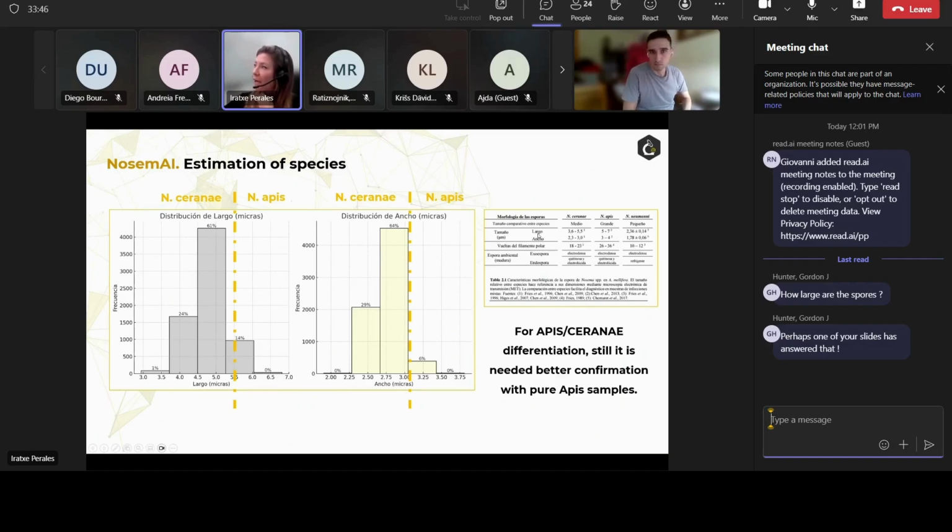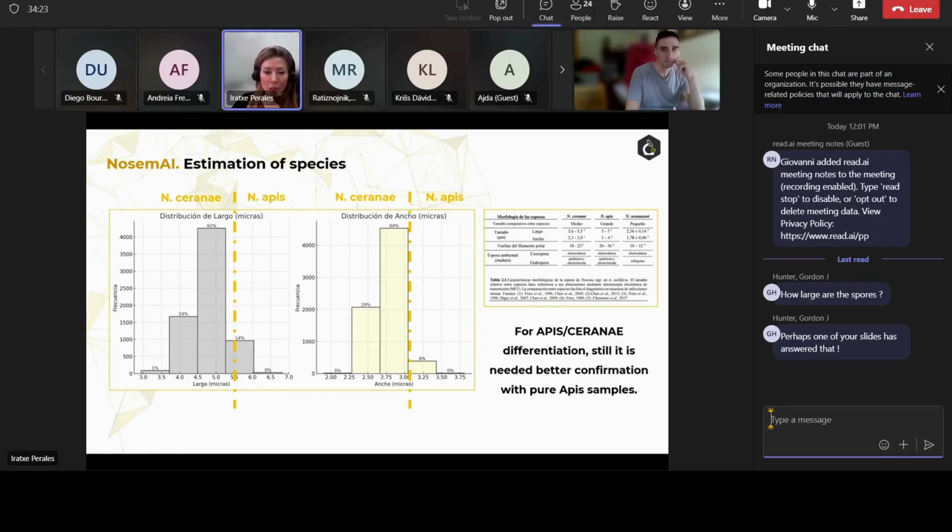Nosema ceranae length is from 3.6 to 5.5, and the width from 2.3 to 3. And Apis, which is a little bit larger, length is from 5 to 7, and width from 3 to 4. So here you can see that in width there is no overlapping, theoretically, but in length there is a little bit of overlapping.